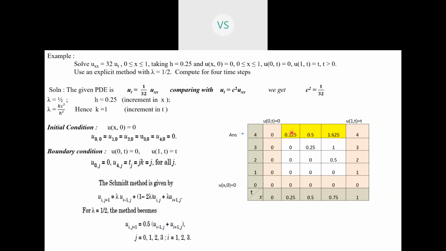Now these marked values will be your answer. The values marked in yellow are your answer. You have to represent it like this. You have to show over here that the answer is this one.